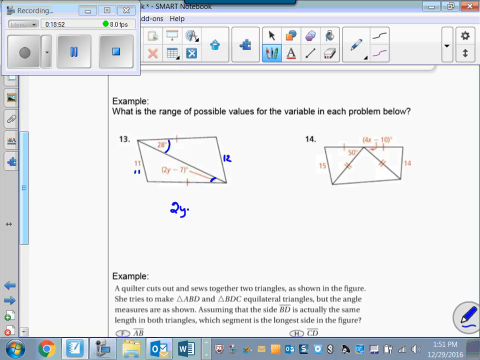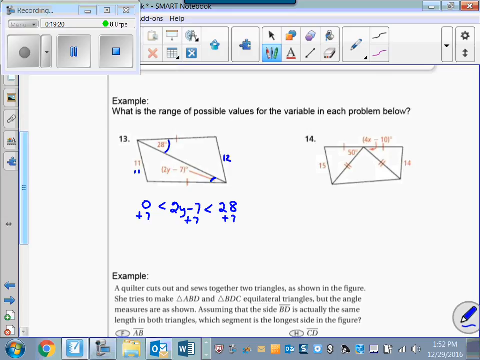So let me start with 2y minus 7. What do I know? I know that it's less than 28, right? 2y minus 7, that angle measured there is less than 28, but hey, guess what? It also has to be greater than 0. You can't leave off your left side here. So now I've got a compound inequality to solve. If you've never done it this way, it's okay. You can do it all in one line.